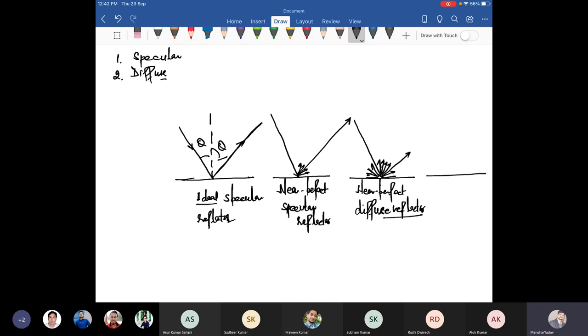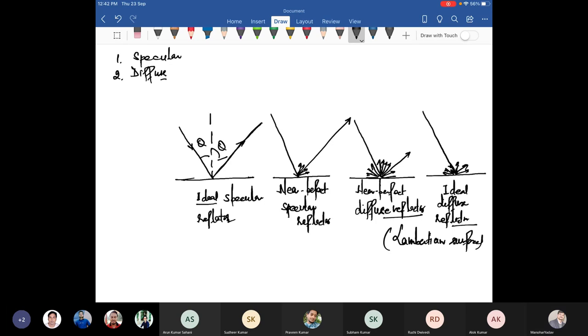And when we have an ideal diffuse reflector, we also call it a Lambertian surface. The total incident energy is equally reflected in all directions, 360 degrees, so hemisphere, 180 degree solid angle. And generally for remote sensing, we prefer the diffuse reflection.